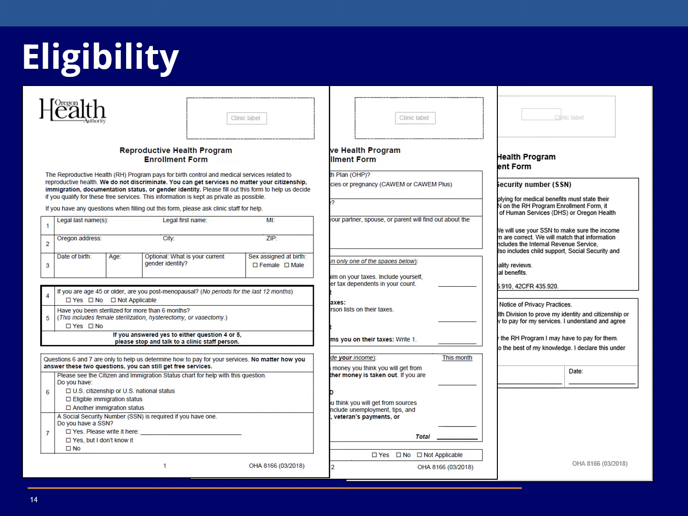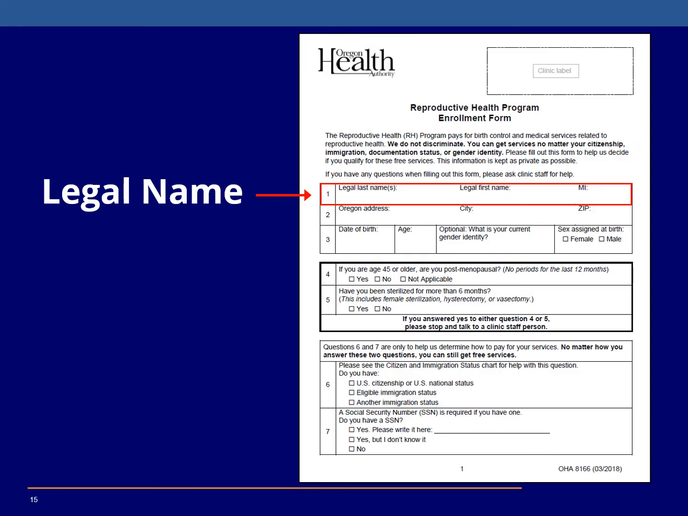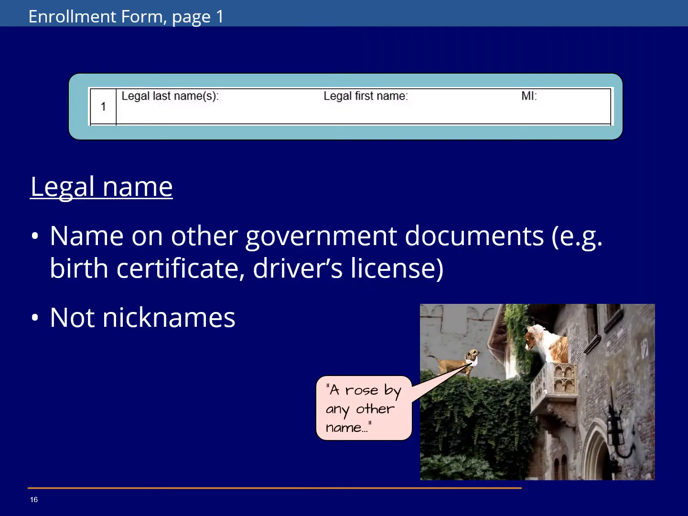The questions in this section do 2 things. They either determine a client's eligibility for RH program coverage and/or they determine what funding stream we should use for the client services. The first thing we ask for is the client's legal name. This is their name as it appears on documents like their driver's license.